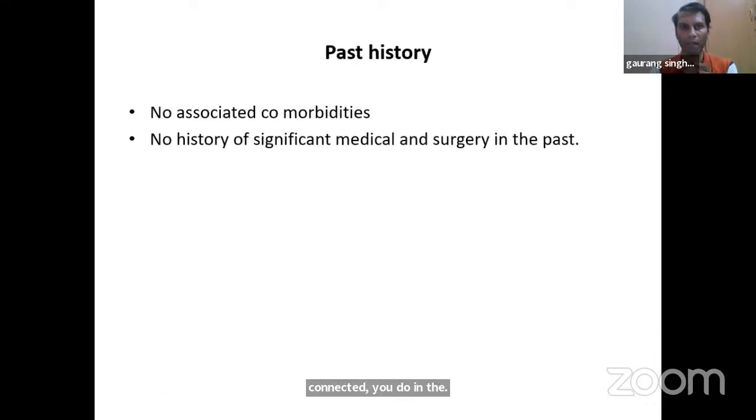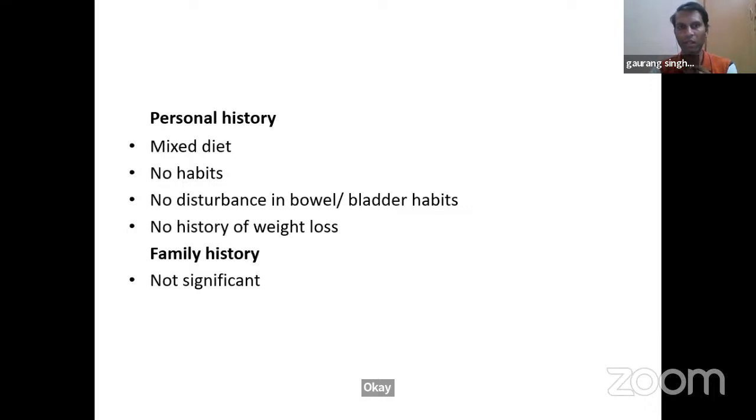Coming to past history, no associated comorbidities, no habits, no history of any significant medical or surgical past history. Personal history: she takes a mixed diet, no habits, bowel and bladder movements normal, no history of weight loss. Family history is not significant.